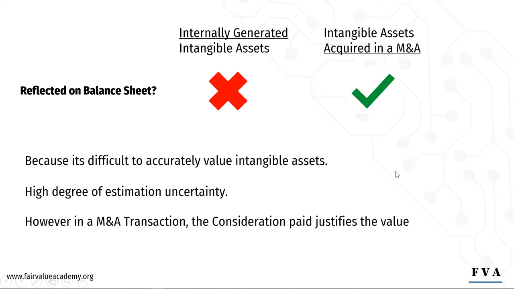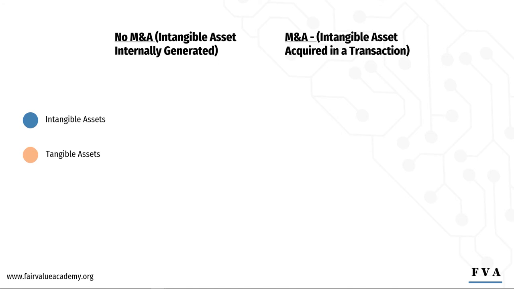Now, in a M&A transaction, however, the consideration paid justifies the value and sort of provides a cap or a ceiling. Let me illustrate this. In this example, management of company ABC have optimistically valued their internally generated intangible assets, such as their technology, brand, and goodwill, at $500 million. Remember, since these intangible assets are internally generated, the accounting standards prohibit them from being recognized on balance sheet.